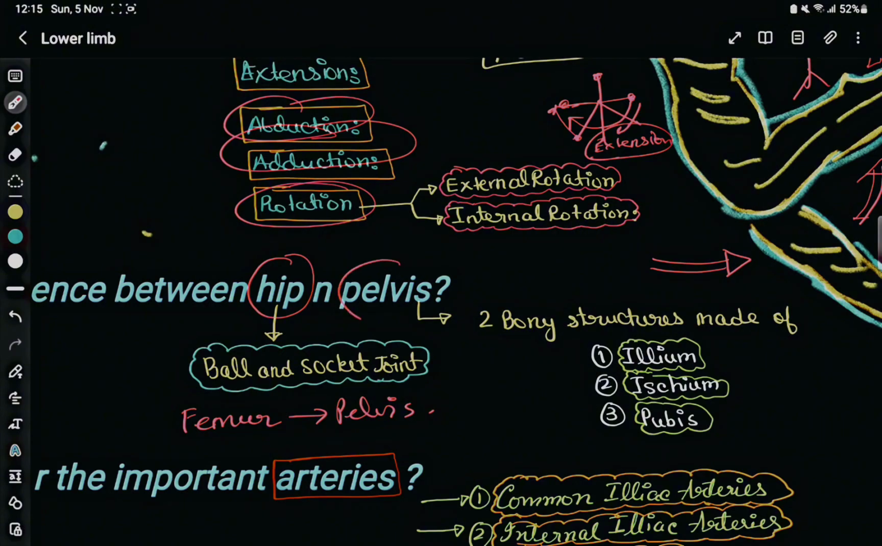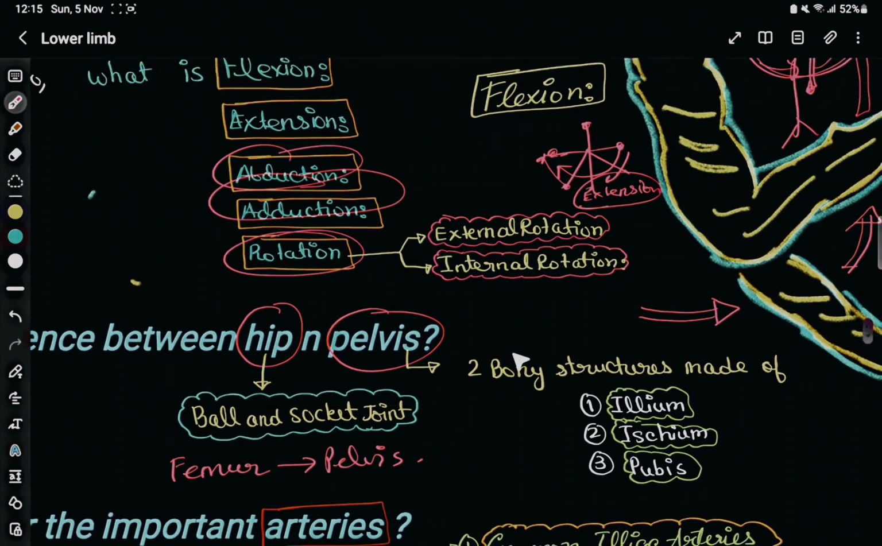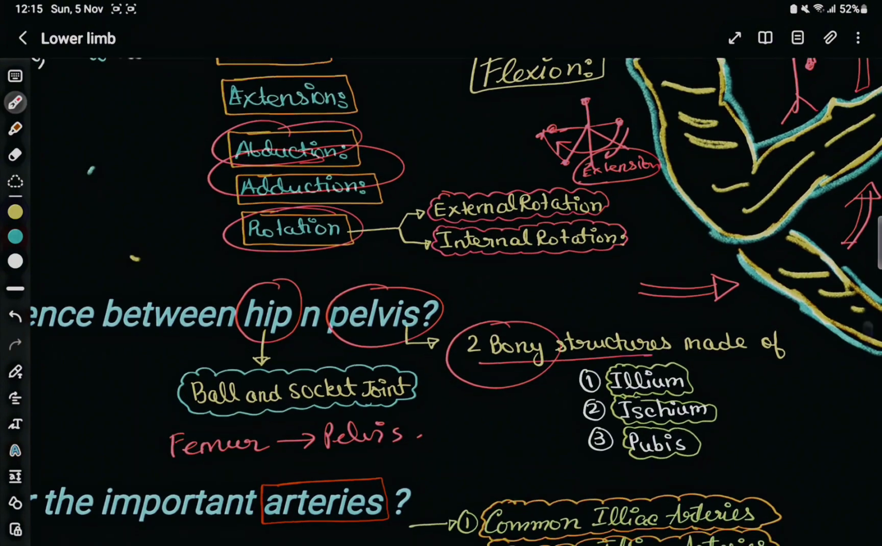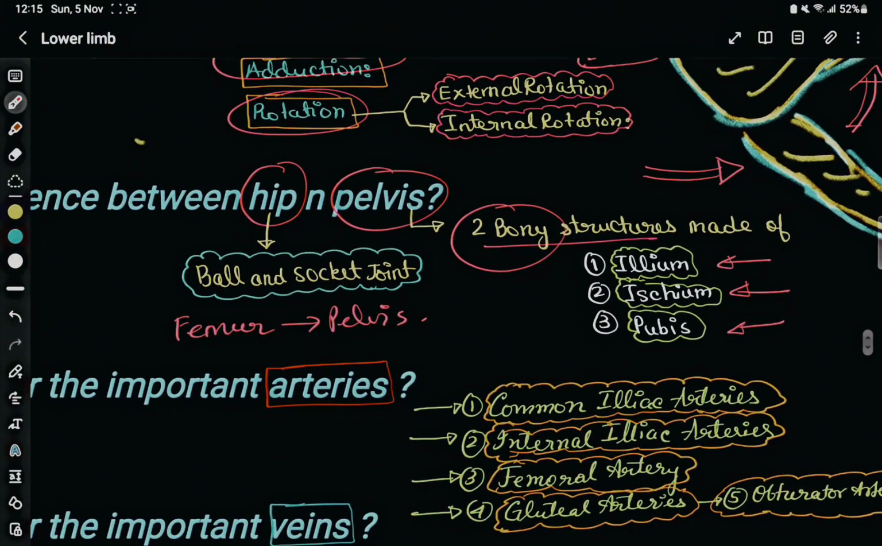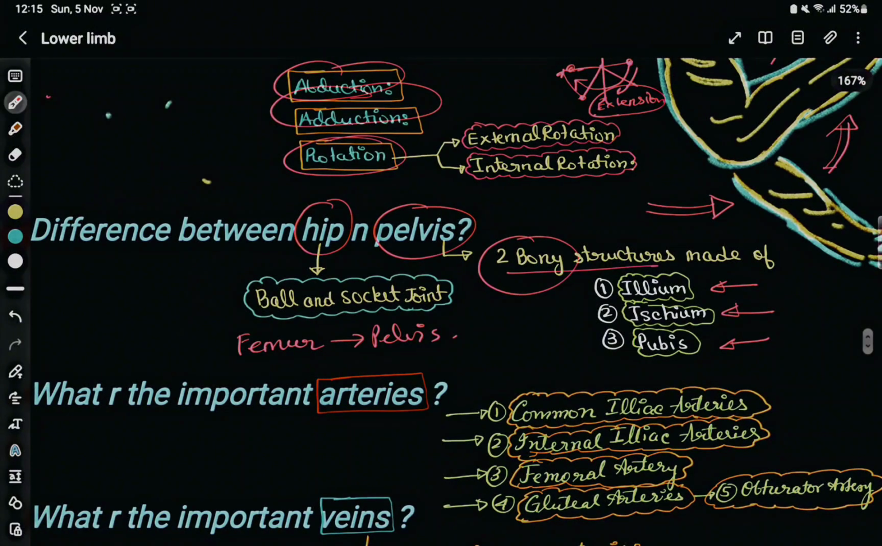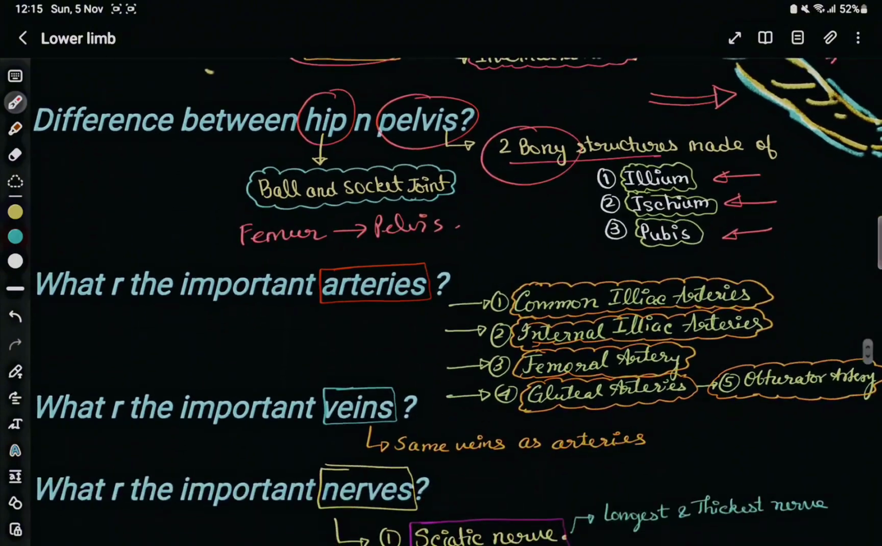And what is the pelvis? Two bony structures made of three bones: ilium, ischium and pubis. Remember these three, which is very important for the exam: ilium, ischium and pubis. The question they might ask in your exam: what is the hip? It's a ball and socket joint. And what is the pelvis? Two bony structures made of ilium, ischium and pubis, which are the three bones.